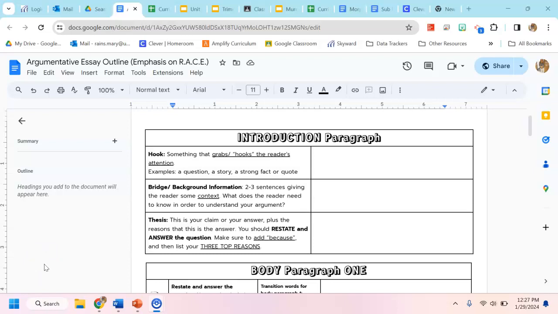So to recap, the hook grabs the reader's attention, so it gets them thinking about the topic. The bridge and background information then allows them to understand what they need to know about the topic before reading. And lastly, you end the introduction paragraph with the thesis stating what you're going to be arguing for and why.